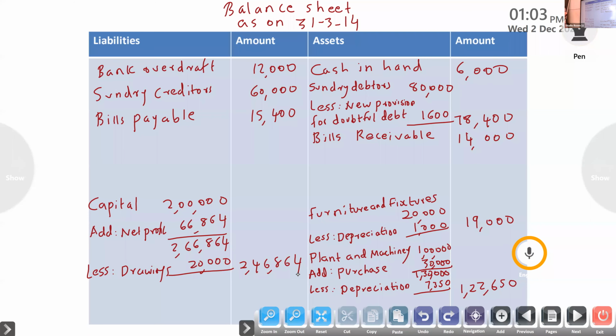Next, you have to look at each adjustment. First adjustment, closing stock 45,000. Next, provision for doubtful debt already we wrote. Depreciation we wrote. Machinery we wrote. Manager's commission outstanding. Managers commission liability.